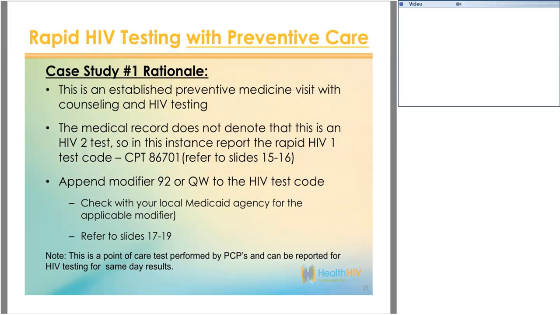This next slide just basically gives you the rationale for the reason for selecting the code. This is an established patient visit. They came in for testing. The record does not state that this is an HIV-2 test. And when we get to ICD-9, we will further discuss the difference between an HIV-1 versus HIV-2 diagnosis, because in coding there is a difference. On the clinical side, there may not be a distinction, but on the coding side, there is a distinction.